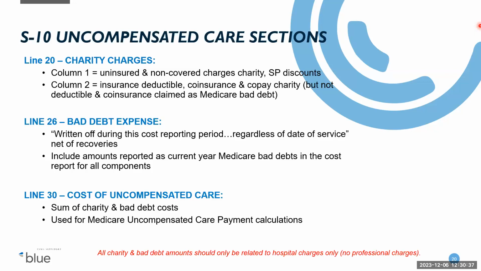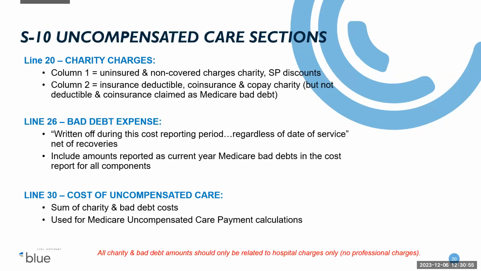So there is some overlap here, and it does get very confusing. But I would encourage everybody, it is important to match up your S-10 listings to your Medicare bad debt listings, to make sure that you're not claiming things in there on the charity side of things.